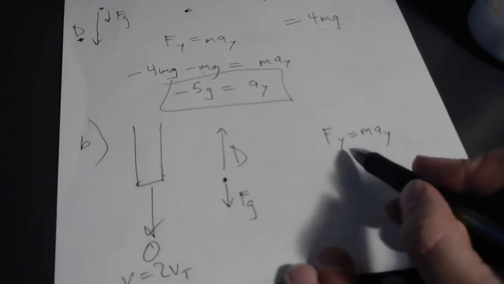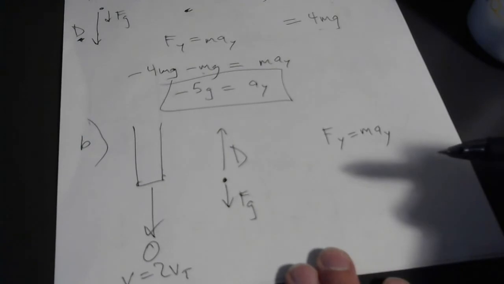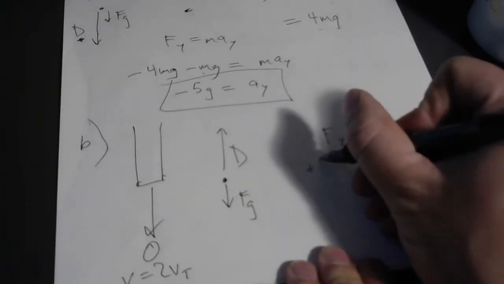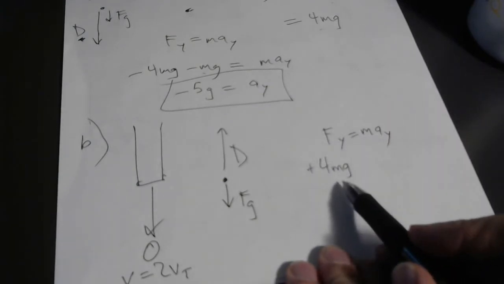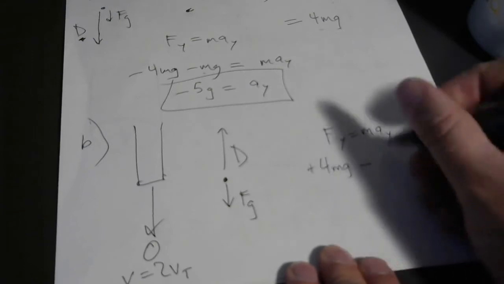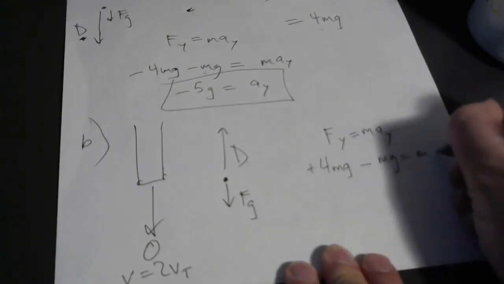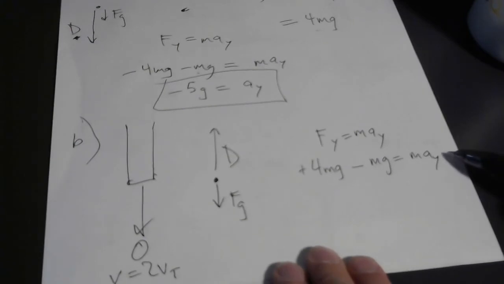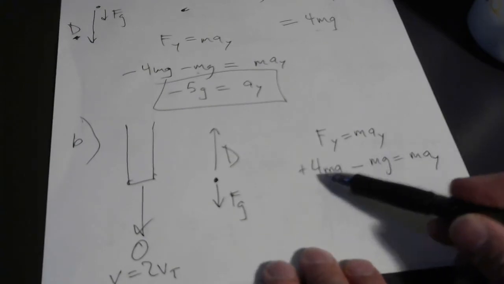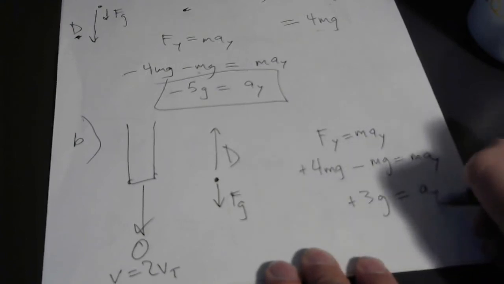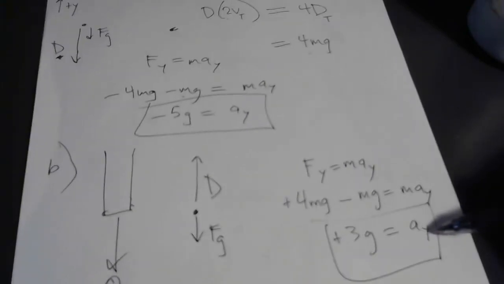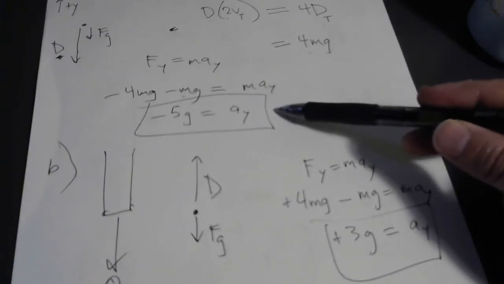Okay, when I plug in my forces this time, drag gets a plus sign because it points upwards. So we've got a positive 4 mg. That conclusion has not changed. The ball is still going twice its terminal speed, which says that the drag force would still be 4 times the weight. Minus a single mg is going to equal ma. Just like before, the masses divide from the equation. 4g minus 1g, that's 3 g's, is equal to the acceleration. Okay, so a markedly different acceleration in magnitude than part A.